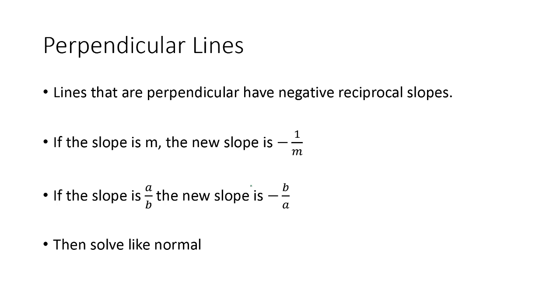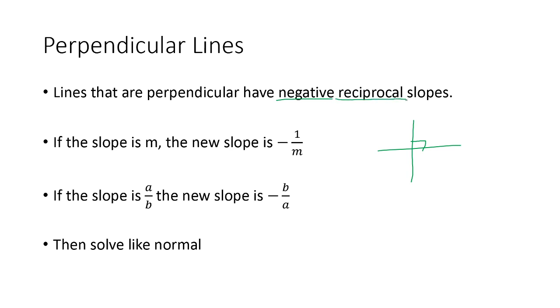So, next thing we're going to talk about are perpendicular lines. You remember perpendicular lines are lines that form a right angle. When we get these right angles, we start to have relationships for the slope. And what we call this relationship is the negative reciprocal.